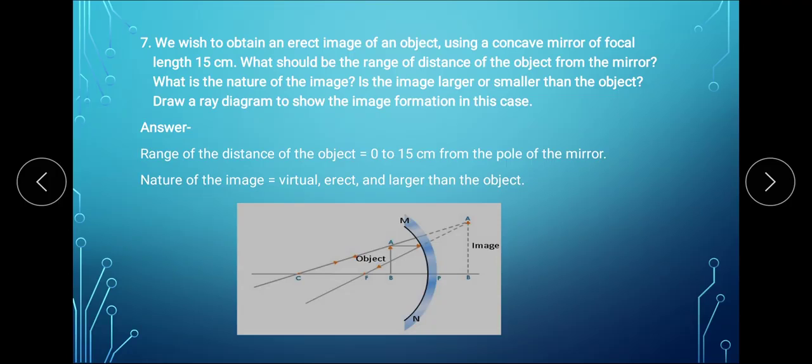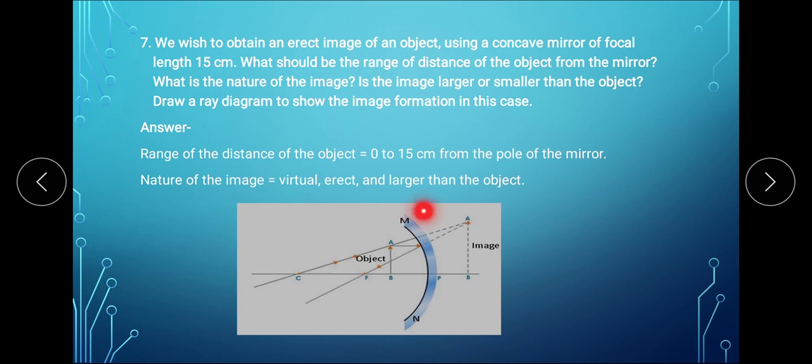Students, since we need to obtain an erect image, which is a virtual image, a concave mirror forms a virtual and erect image only when the object is kept between its pole and focus. Therefore, the range of distance must be between 0 to 15 cm from the pole of the mirror, and the erect image is always virtual. Therefore, the nature of the image is virtual and its size is larger than that of the object.